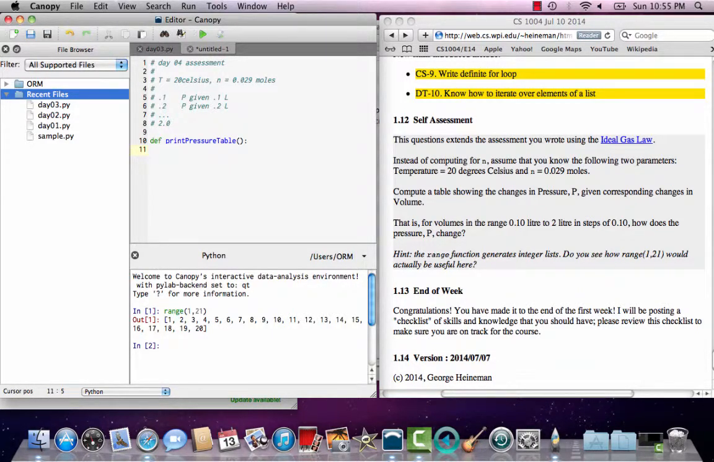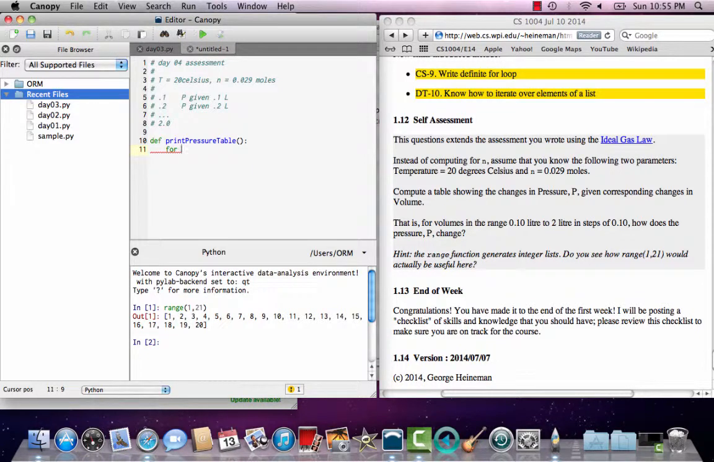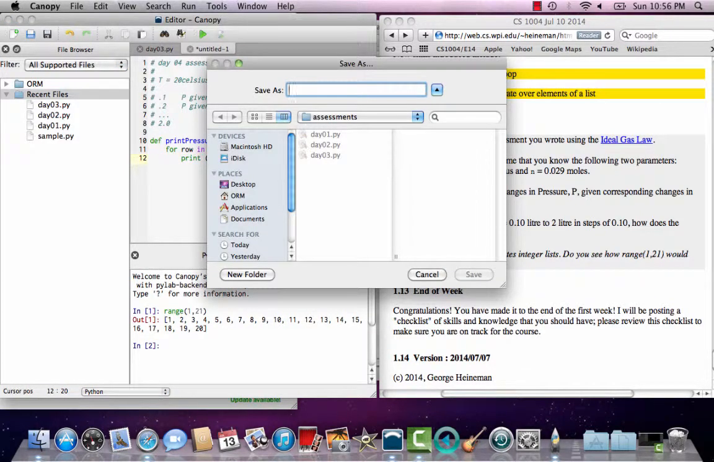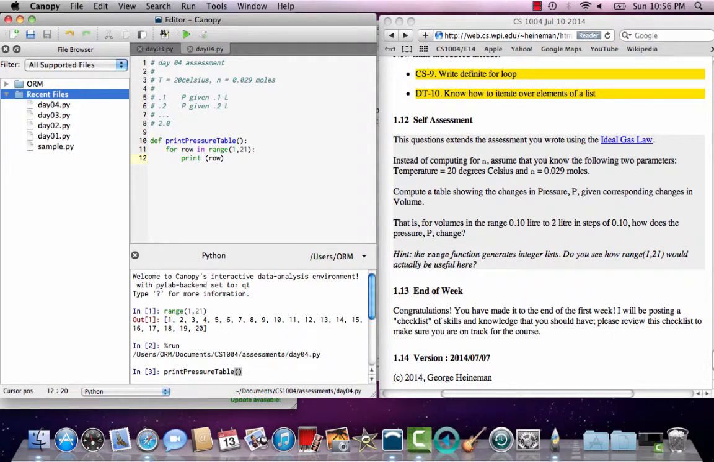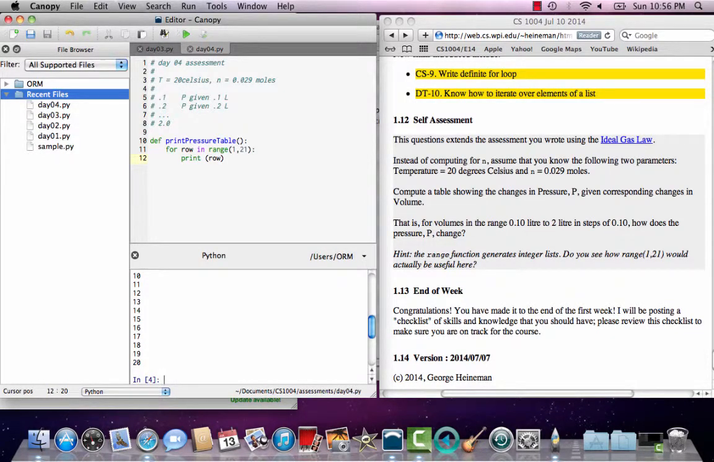So let's imagine that we're going to build this up from scratch. It seems like I want to do something 20 times. So I'll say for row in range 1 to 21, let me just print the row. This is going to be day 4. When I run this function that I've just written, I get my output from 1 all the way up to 20. All right, this is a start. This is the first column of the table, if you think about it that way. But I need to do a little bit more.